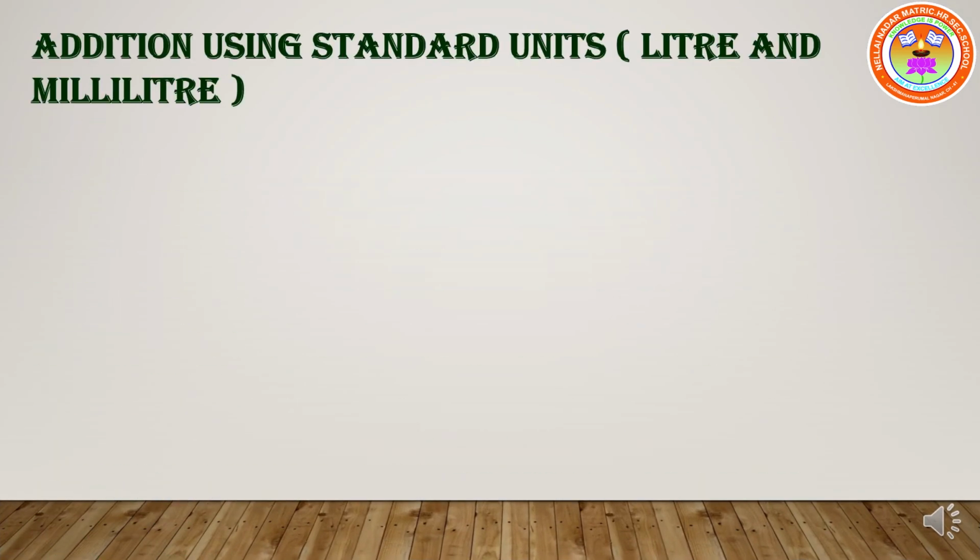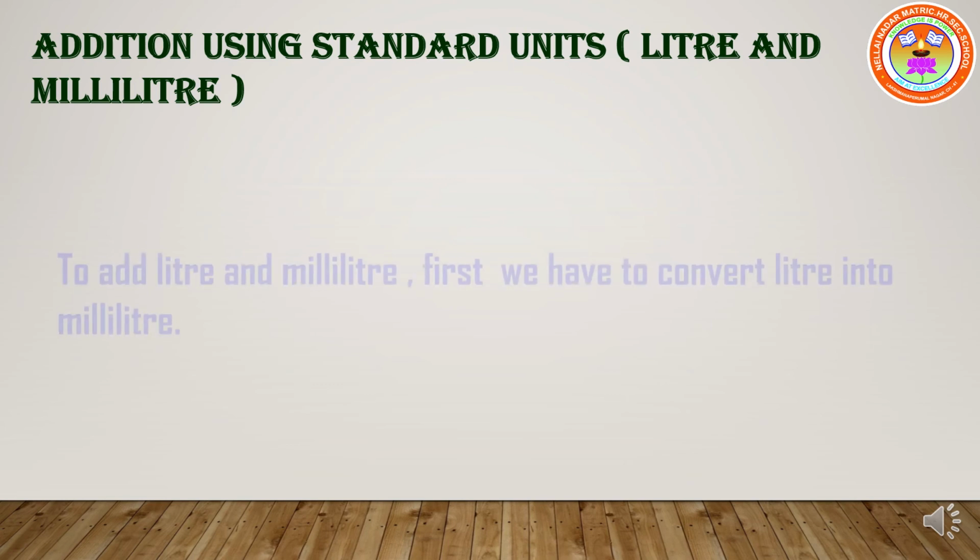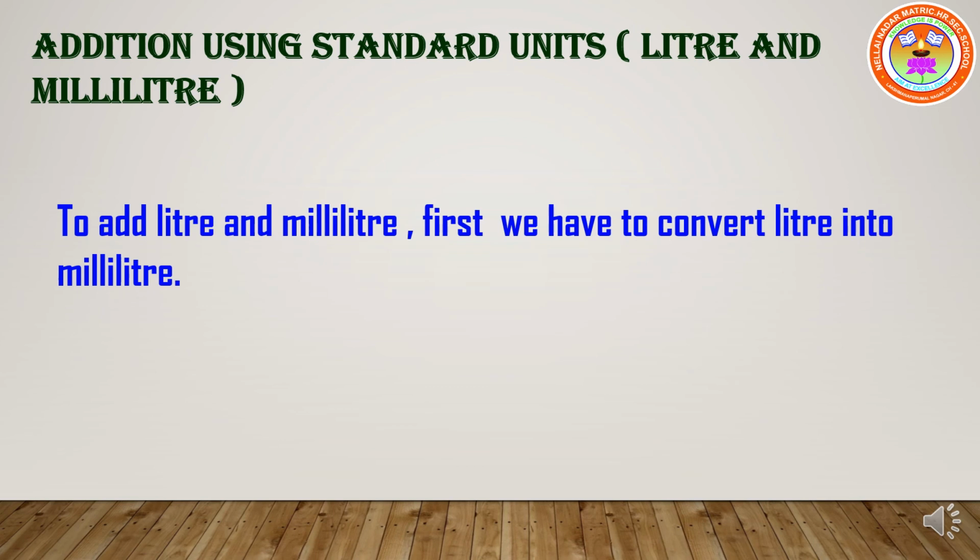Next, let us move on to addition using standard units, that is liter and milliliter. To add liter and milliliter, first we have to convert liter into milliliter. So when we have to add liter and milliliter, we have to convert liter into milliliter. Also we know that 1000 milliliter is equal to 1 liter. Yes, using this we are going to do addition. Okay, children?